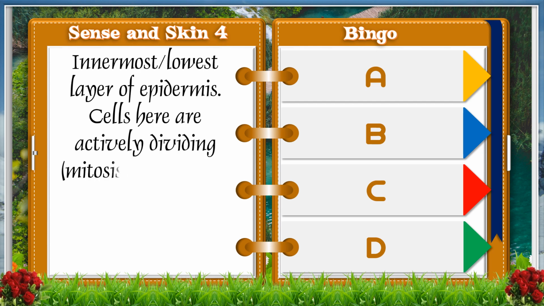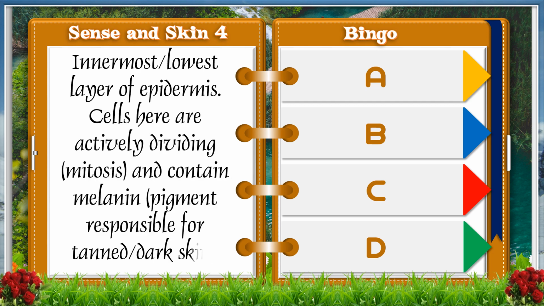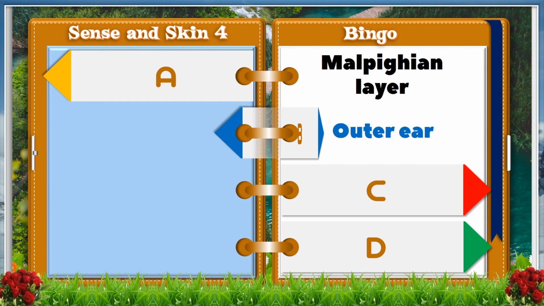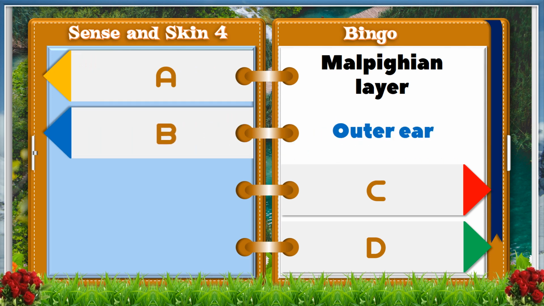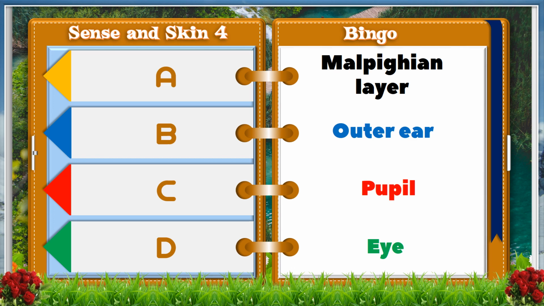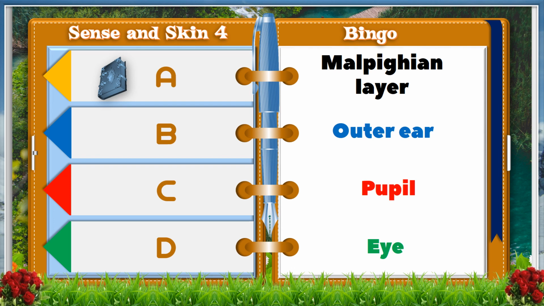Innermost or lowest layer of epidermis. Cells here are actively dividing by mitosis and contain melanin, a pigment responsible for tanned or dark skin. A. Malpighian layer. B. Outer ear. C. Pupil. D. Eye. And the answer is A. Malpighian layer.